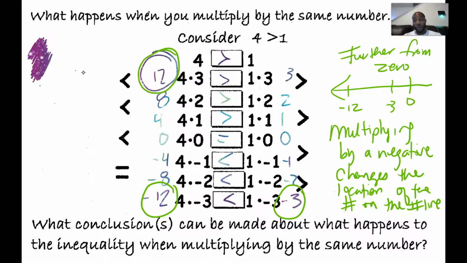When I was negative, I'm far on the left, but now multiplying by a negative number is going to put me on the right. When I was positive, I multiply by a negative. I'm over here on the right, but now multiplying by a negative number is putting me on the other side of zero.